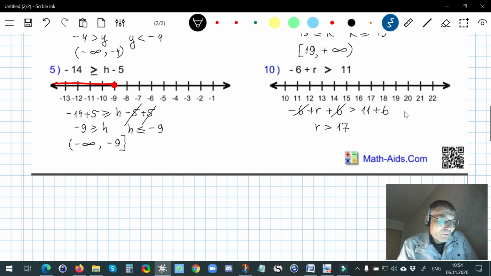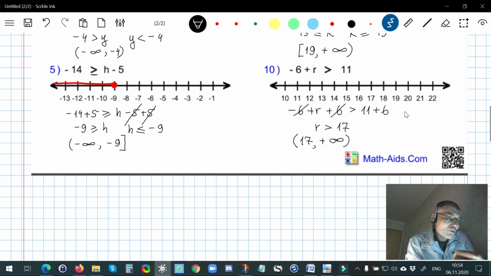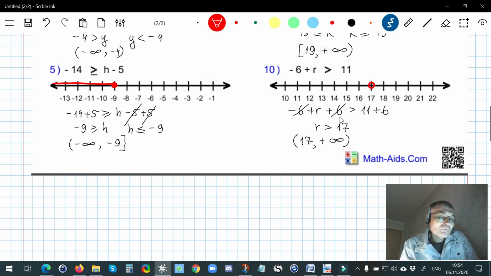As for interval notation, we have 17 open because there is no equality sign built in our inequality sign, and it stretches right up to positive infinity. And the last thing to do is, this time it didn't click, to draw a circle around 17, because I don't include it, and stretch it to plus infinity. This is it.